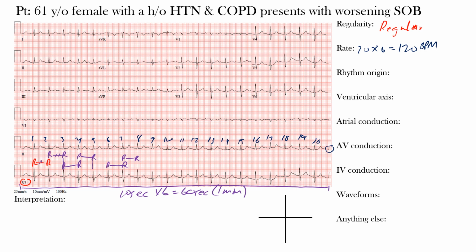Okay, so you want to find an R wave that falls on one of the thick lines. So let's do that here. We'll erase some of this. So we'll find an R wave and notice that this complex here falls pretty close to that thick line.